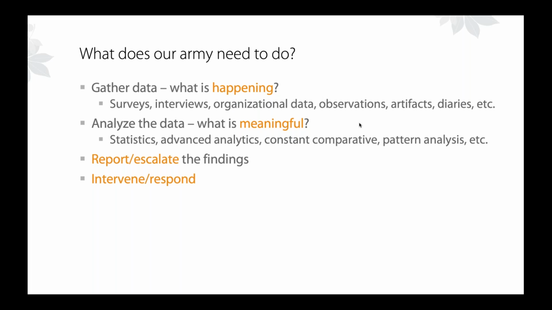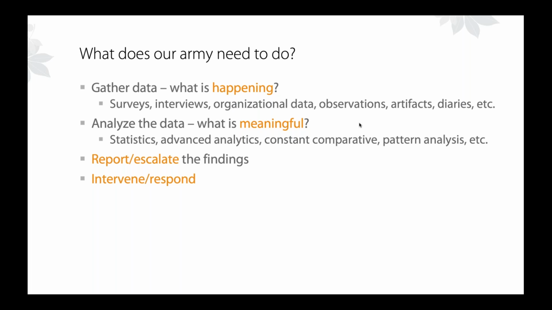Then we need to analyze the data, figure out what's meaningful. That could be statistical analysis, some kind of advanced analytic AI. That can be more qualitative methods like constant comparative, grounded theory. Kind of more generally, pattern analysis. We need to report or escalate the findings as necessary, and we need to intervene and respond. Basically, the way I'm thinking about it is we need to do this kind of light surveillance that helps us understand the world, and we need to have resources ready to go do a more intense surveillance in areas where we think that's necessary.